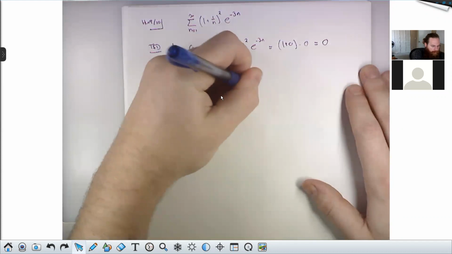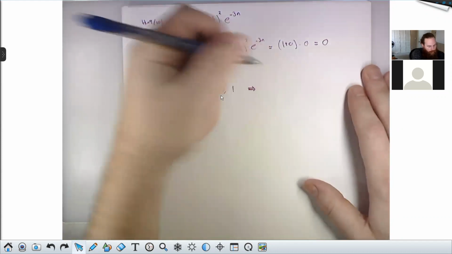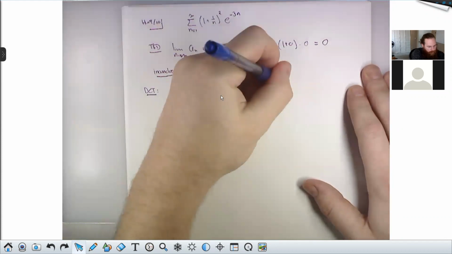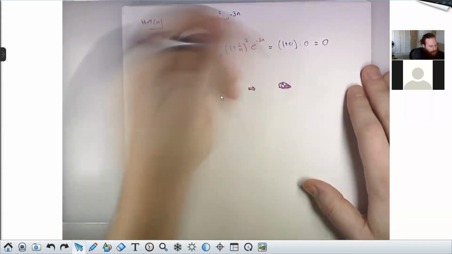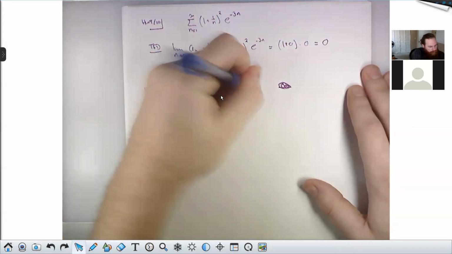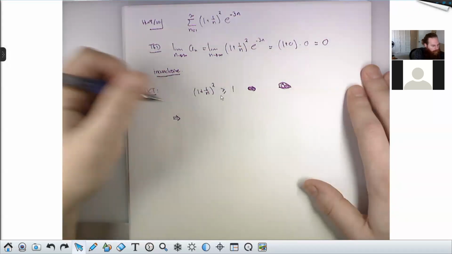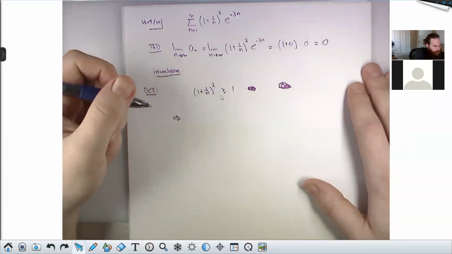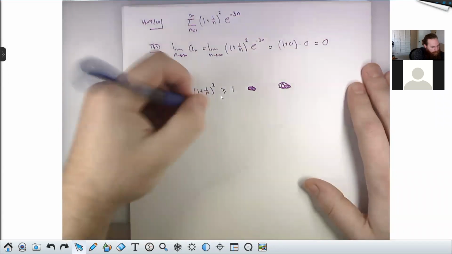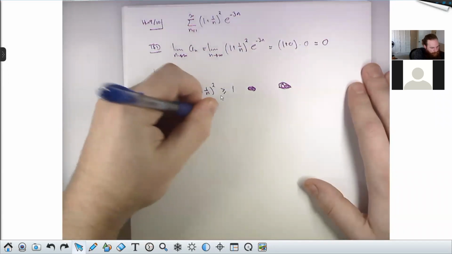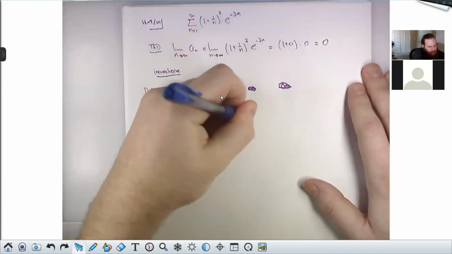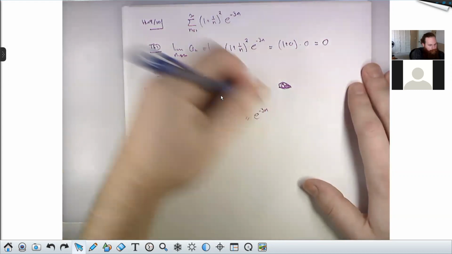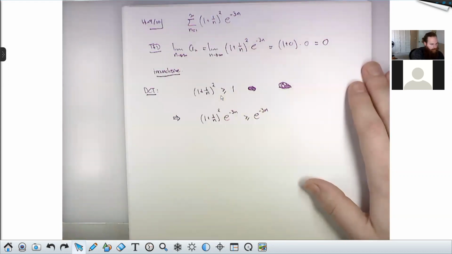This implies that 1 over, oh wait, no, how do I say this? What do I want? So this implies, oh, is this not gonna work? This might not work. All right, so this implies that (1 plus 1 over n) squared e to the negative 3n, I may have to take that back again, is bigger than e to the negative 3n. Yeah, because I'm not going to be taking reciprocals here.